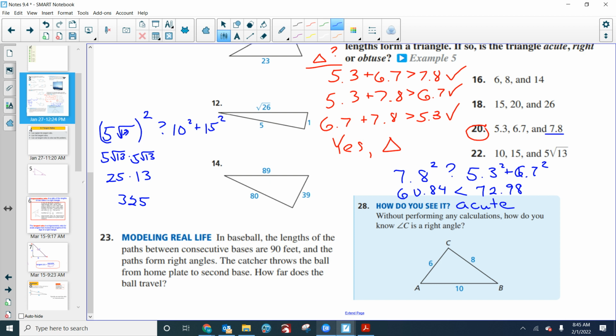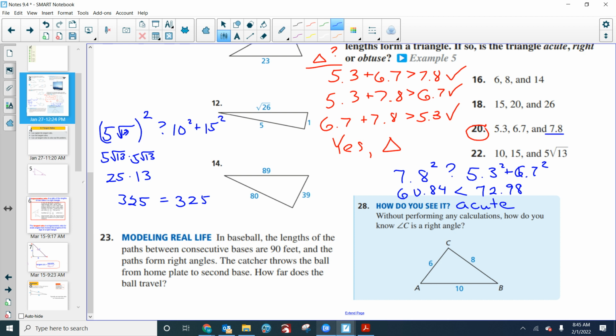So here's the moment of truth. Is it 320? Ooh, 10 squared is 100, 15 squared is 225. Yes. 325 equals 325. What kind of triangle? Right. Any other questions from the homework?